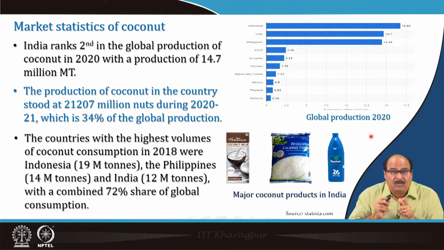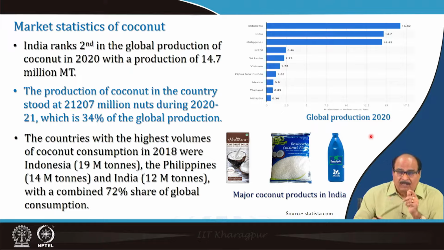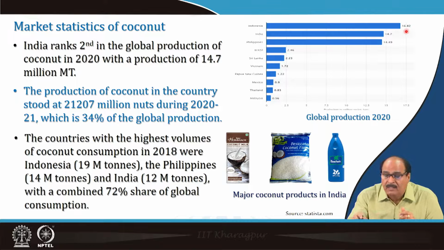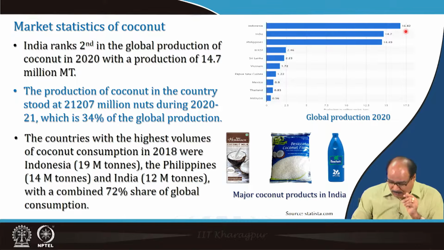The countries with the highest volume of coconut consumption in 2018 were Indonesia and the Philippines, which consumed 14 million tons, and India, which consumes 12 metric tons (MT), with a combined 72% share of the global consumption. Okay. And here it gives the value of the global production of 2020, that is, Indonesia, you can see, is a major grower.